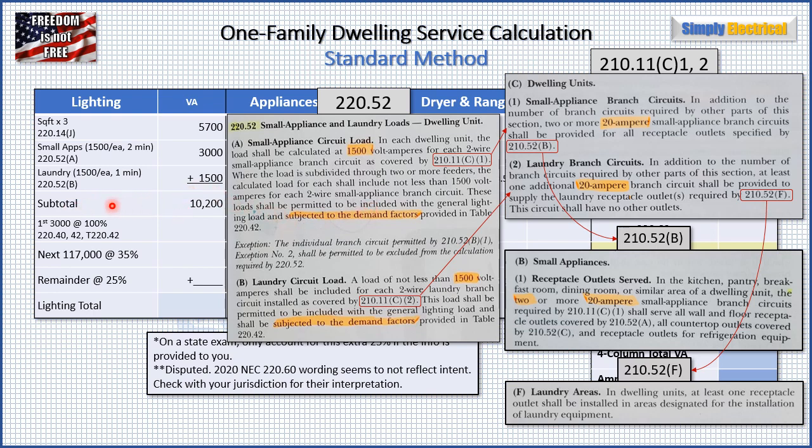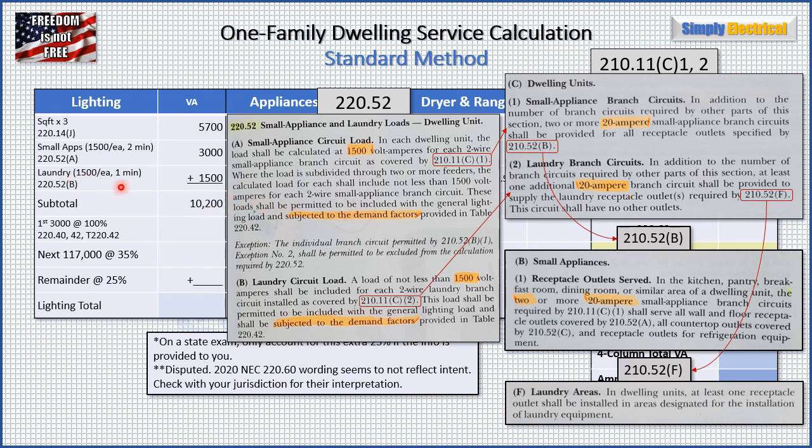this is your general lighting load, this total. What that's telling us is our small appliance circuit load, together with our laundry load, which we'll talk about in just a minute, combined with our square footage with our minimum unit load from 220.14, we add these together to get our general lighting load. So it's just telling us that this can be included in this calculation. You can take these at 100% if you want, but it's permitted to be included in this calculation and therefore can have this demand factor applied to it later on. That'll make more sense as we get further along.